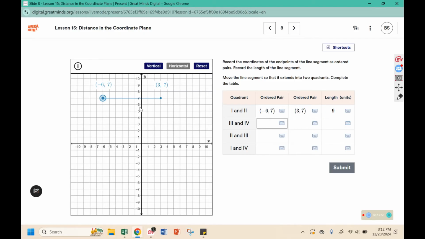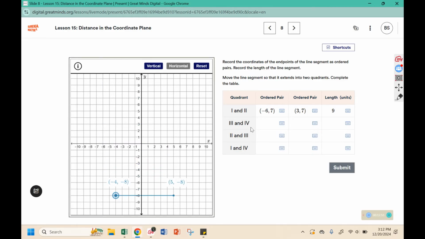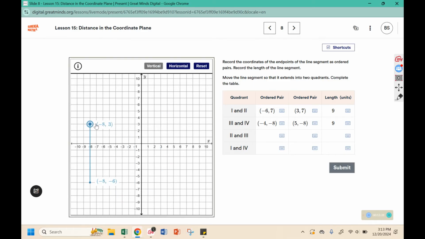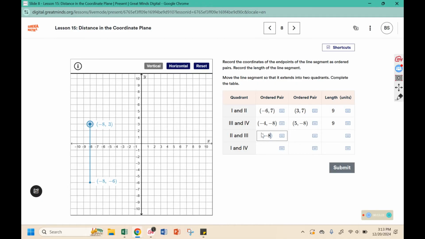Now we need quadrant 3 and 4. So down here, that is -4, -8, 5, -8, and that has a distance of 1, 2, 3, 4, 5, 6, 7, 8, 9 also. To get into quadrant 2 and 3, that's going to need to be a vertical line segment. I have -8, 3, and -8, -6. It has a length of 9.